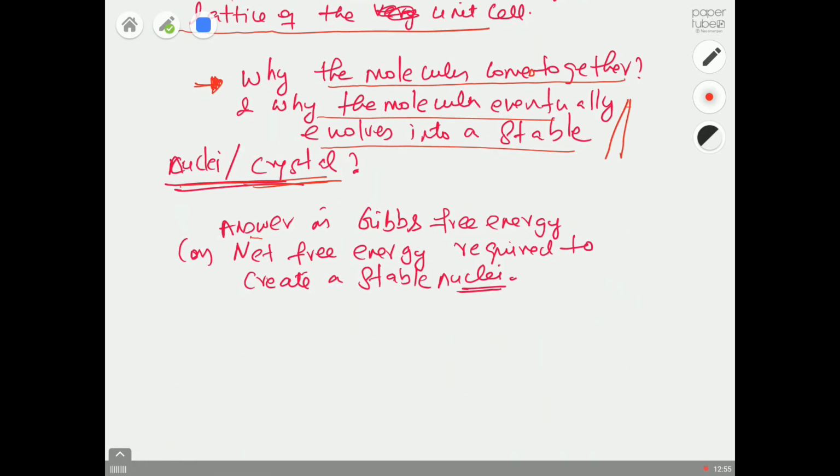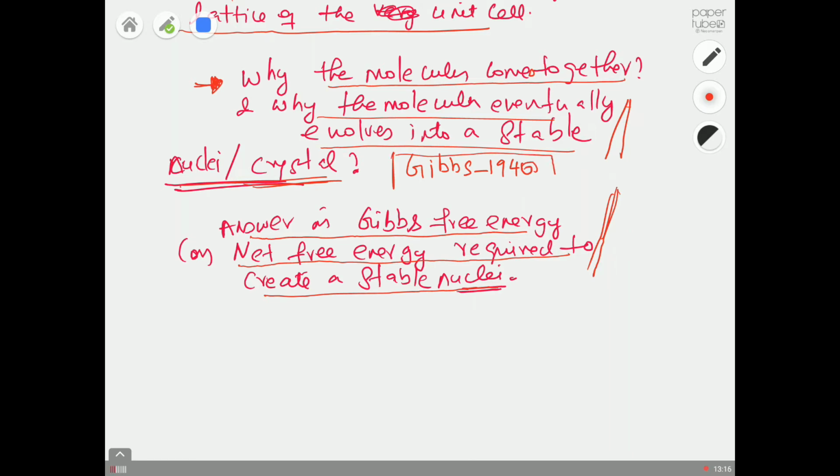So the answer comes from the Gibbs free energy, or to be precise, the net free energy required to create a stable nuclei. So we are going to derive a derivation proposed by Gibbs in the year 1940. This will give you some theoretical idea on why molecules come together. Obviously we know the reason because we are working with a supersaturated solution, but why do they evolve into stable nuclei, and when will they dissolve back instead of developing into stable nuclei?